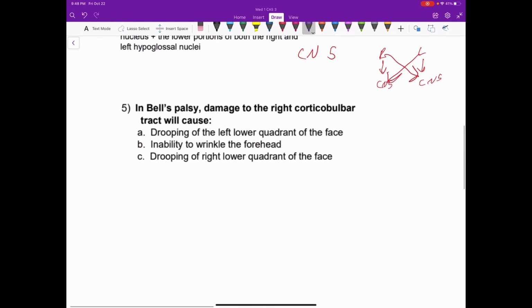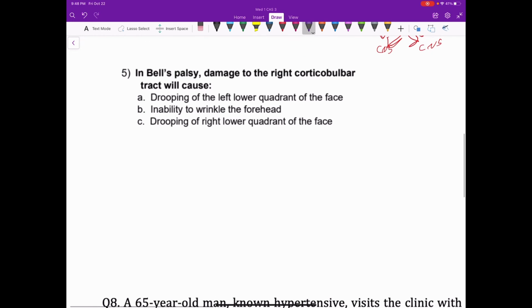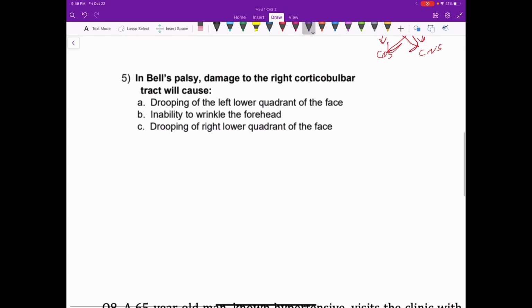Number 5, in Bell's palsy, damage to the right corticobulbar tract will cause what? Oh, guys, we knocked this thing out of the ballpark. We should know this one. If you don't remember it, we'll do it real quick one more time. We'll do the cortex. We'll do right. We'll do left. We stimulate down to the upper region over here, upper region over here. Have the lower region here, have the lower region here.